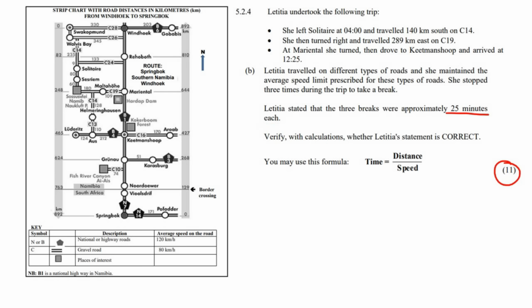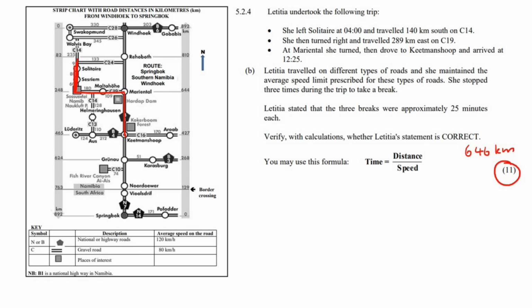Wow. Okay. So, let's just remember where Letitia drove. She started at Solitaire, and she drove there, and then she drove there. We said that the total distance was 646 kilometers. Okay, but now we're going to look at the time for each part. So let's just ignore the stops for now, okay? Ignore the stops.